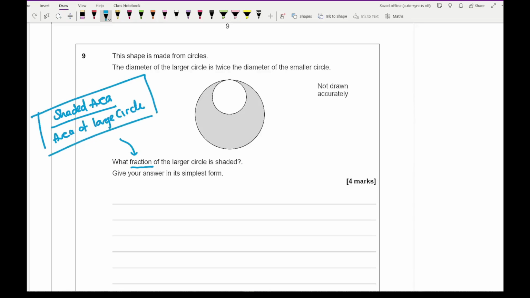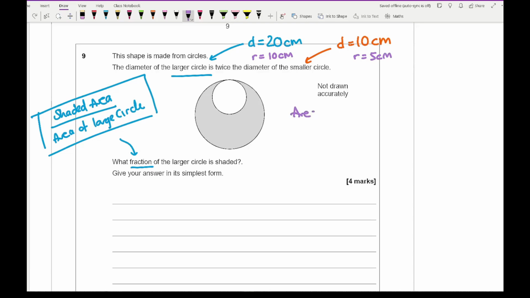So to work this out, if I just pick a number for the larger circle, let's say for argument's sake that it has a diameter of 20 centimeters. That means the smaller circle will have a diameter of 10 centimeters because it's half the size. So we know that the radius of the large circle will be 10 centimeters and the radius of the smaller circle will be 5 centimeters.